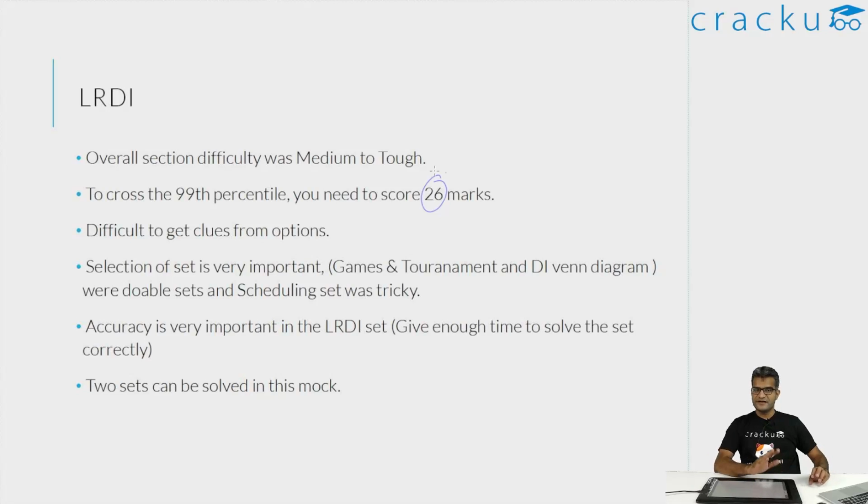I think definitely 26 marks is attainable in this LRDI section, because as I mentioned earlier, there are 2 sets which are eminently doable. One thing that we always try to do is we don't try to give clues from the options. Sometimes what happens is you are not able to solve a set. You feel that there are 2 or 3 arrangements possible. If it is an arrangement set, there are 2 arrangements possible, and you don't know which of the 2 is correct.